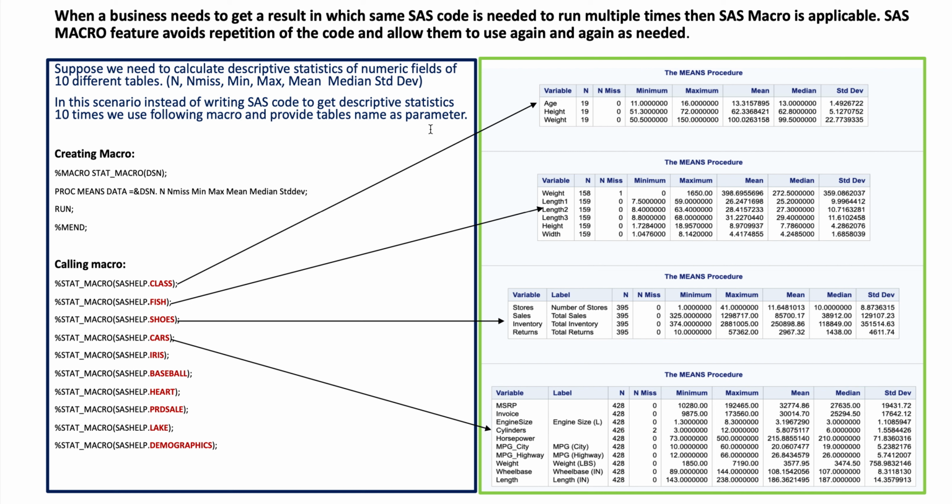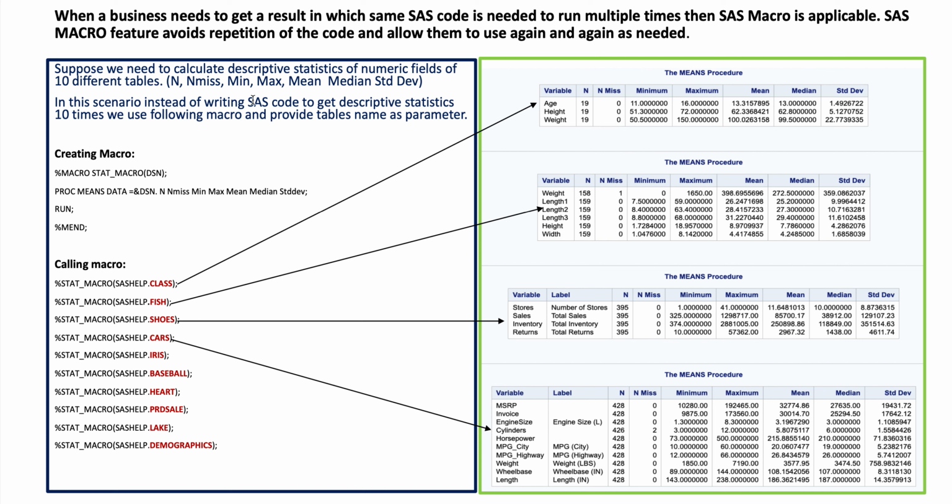To complete the process, we have to follow two steps. First step, creating the macro, and second step, calling the macro. First step, creating the macro. It starts with %macro. Then we have to provide the macro name. stat_macro is the macro name, and inside the parentheses we provide the macro variable name, which is DSN. This variable is a local macro variable.